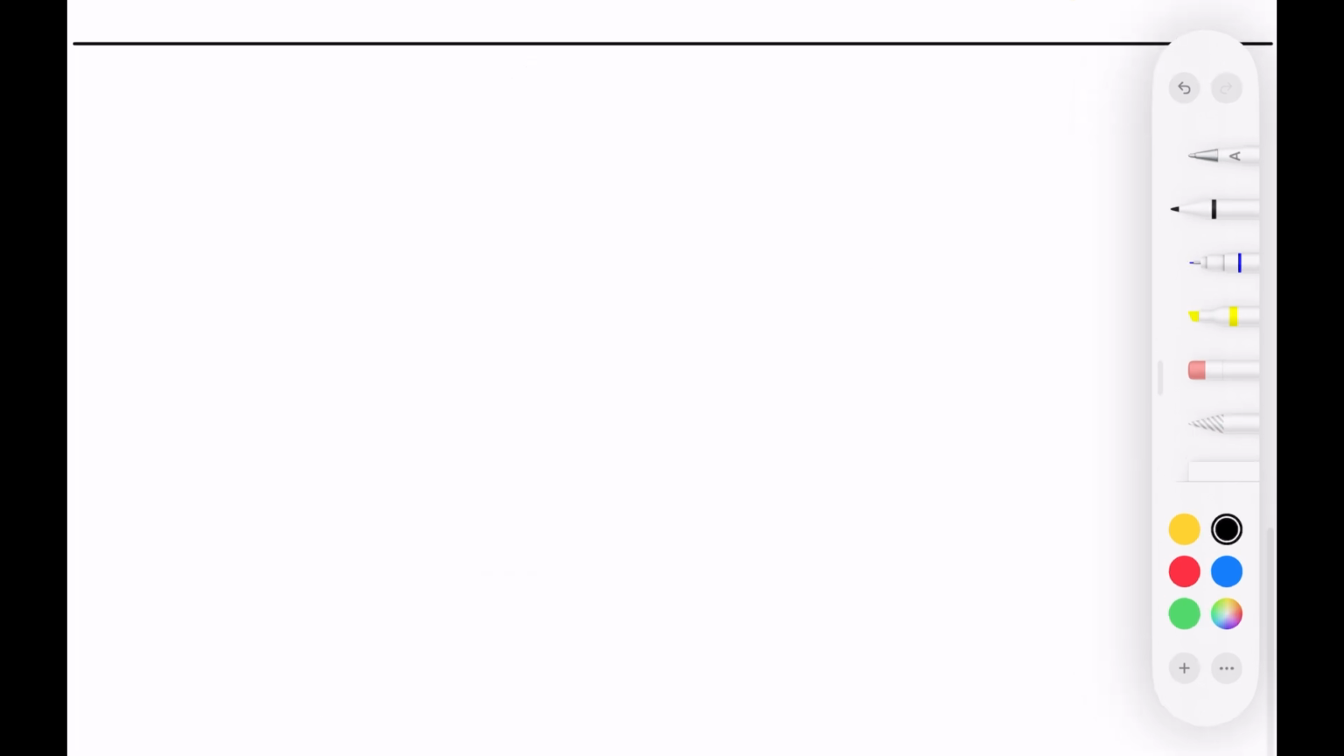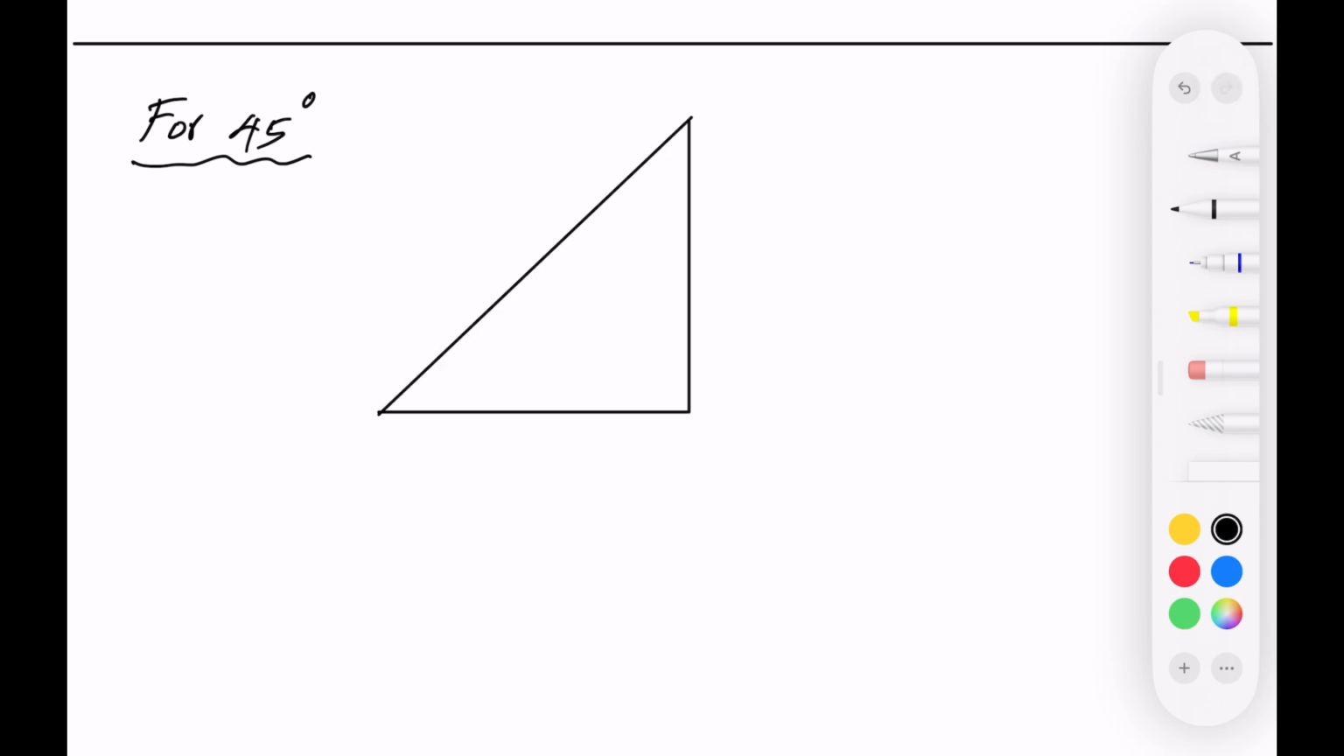Now we will look at the trig ratios for 45 degrees. In order to obtain the trig ratios for 45 degrees, I'm going to need an isosceles triangle. Not just an isosceles triangle, I need an isosceles right triangle. So here's the isosceles right triangle. I need each of the two equal sides of the isosceles right triangle to be equal to 1 unit in length. Note that the angle right here is still 90 degrees.